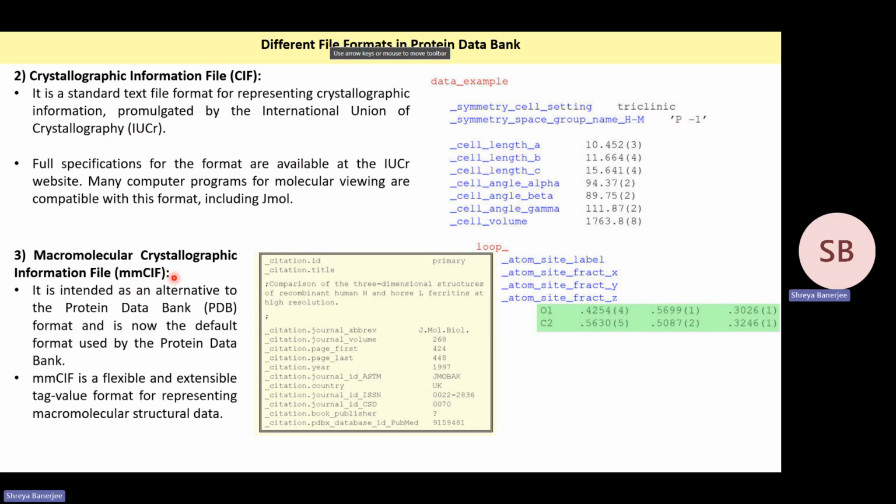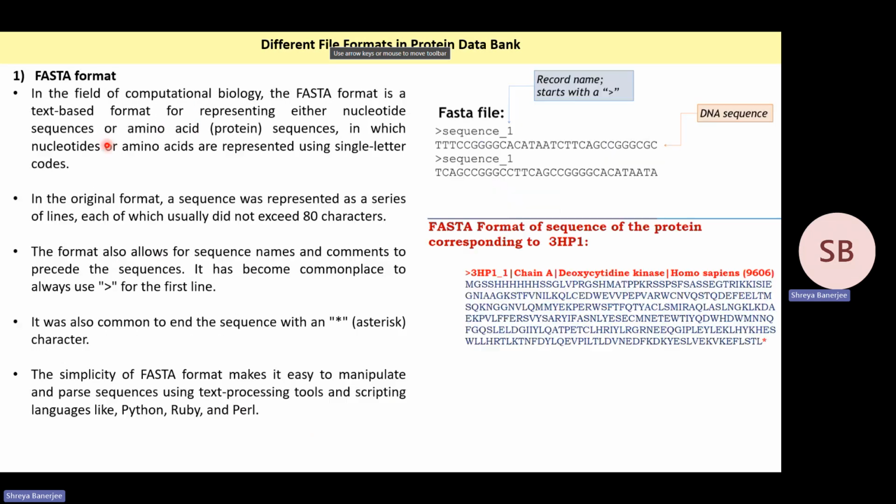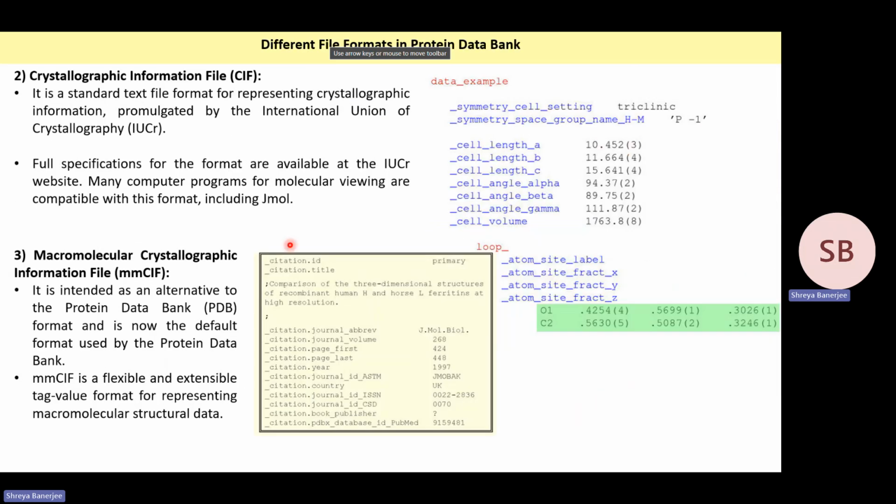The next kind of file is called a macromolecular crystallographic information file, or mmCIF. This is intended as an alternative to the Protein Data Bank or PDB format, and in the Protein Data Bank, this is also available as a format in which you can download the structure. This is a flexible and extensible tag-value format for representing macromolecular structural data. So you can imagine mmCIF as a combination of the CIF file and the PDB file. mmCIF will have all this information about the crystal, and it will also have the XYZ coordinates of each atom.